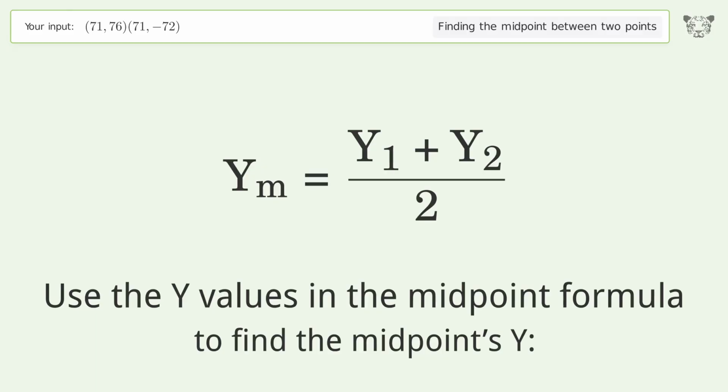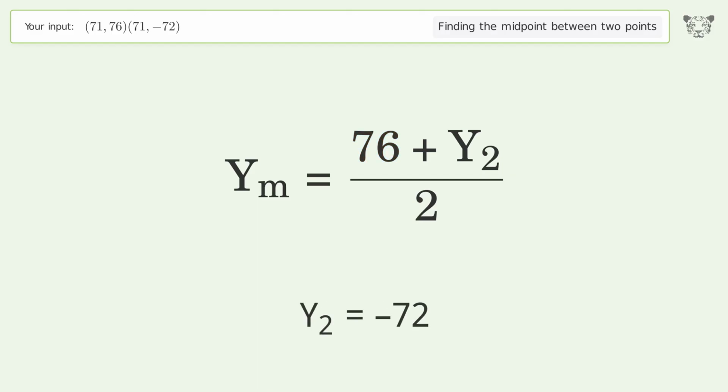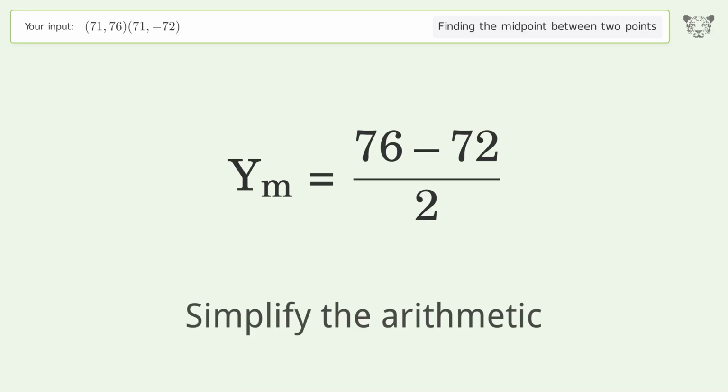Use the y values in the midpoint formula to find the midpoints y. y1 equals 76. y2 equals negative 72. Simplify the arithmetic.